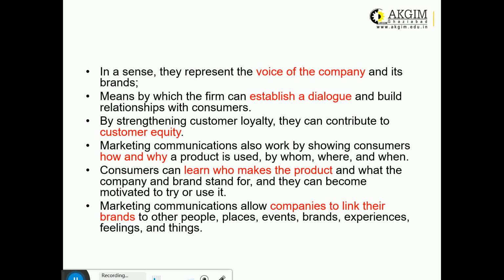Marketing communication is a means by which the firm can establish a dialogue and build a relationship with the consumers. It also strengthens consumer loyalty, and it contributes to customer equity too. Marketing communication can also work by showing consumers how and why a product is used, by whom, where, and when. Consumers can learn who makes the product. Marketing communication also allows companies to link their brands to other people.